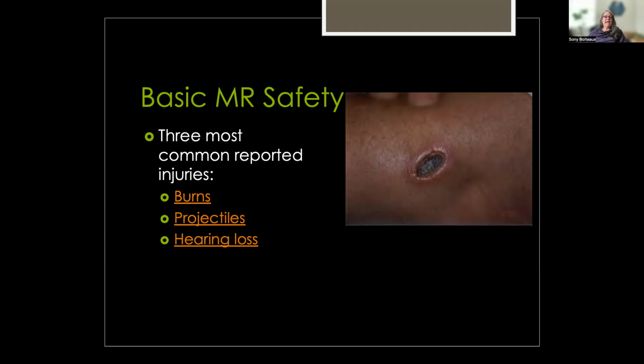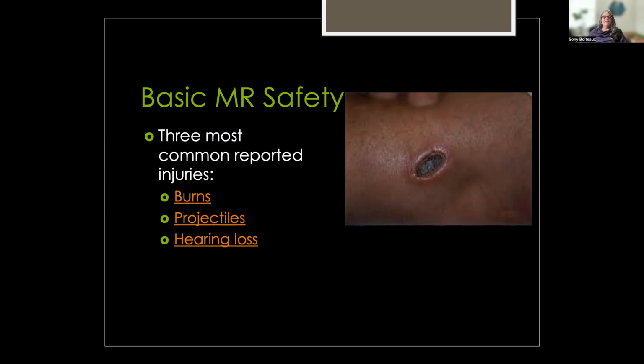If there are any kind of cables or wires coming back to our medical equipment, we need to make sure those are straight and that there are no loops so that we don't induce a current and have our patient sustain a burn. So that is the number one issue for MR safety. Again, that is always preventable when we are practicing properly. Okay. The number two concern for our patients is projectiles.